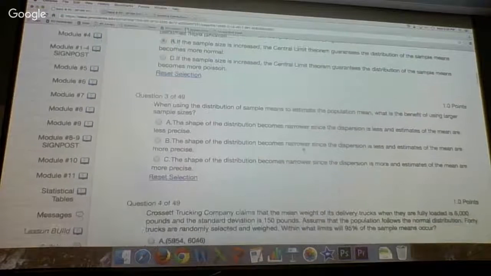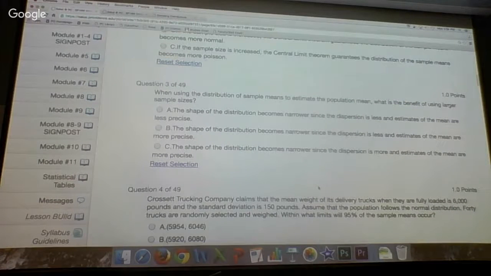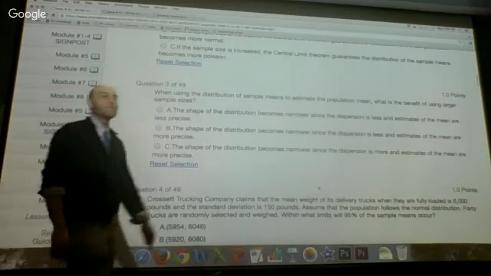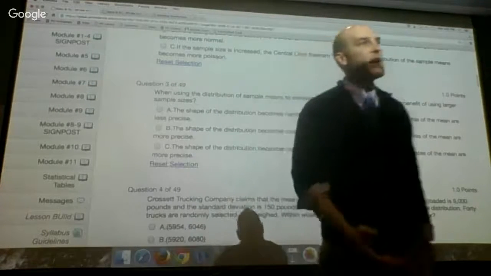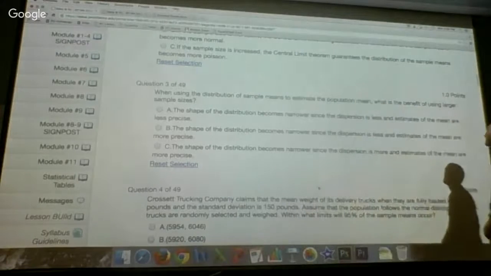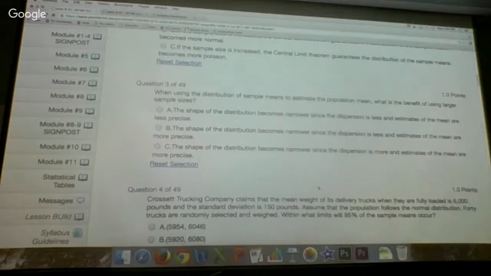3 of 49. When using the distribution of sample means to estimate the population mean, what is the benefit of using larger sample sizes? So the fundamental question of statistics, why is a bigger sample size better? We've got three options up here. The shape of the distribution becomes narrower since the dispersion is less, and estimates of the mean are less precise. The shape of the distribution becomes narrower since the dispersion is less and the estimates of the mean are more precise. Or the shape of the distribution becomes narrower since dispersion is more and estimates of the mean are more precise.